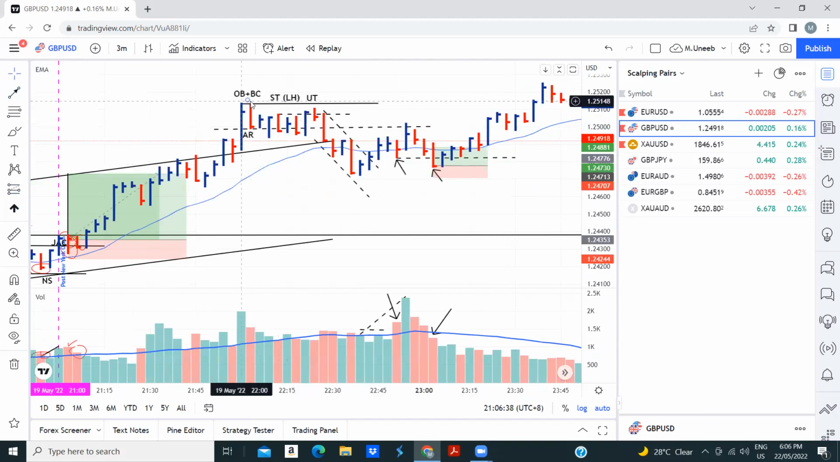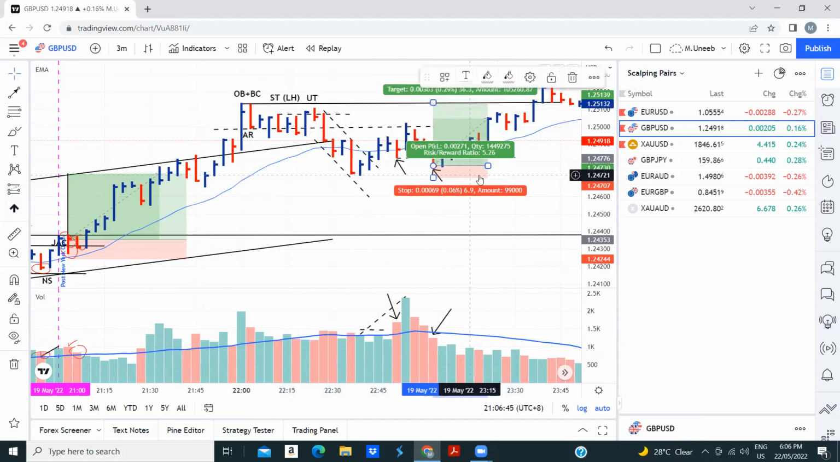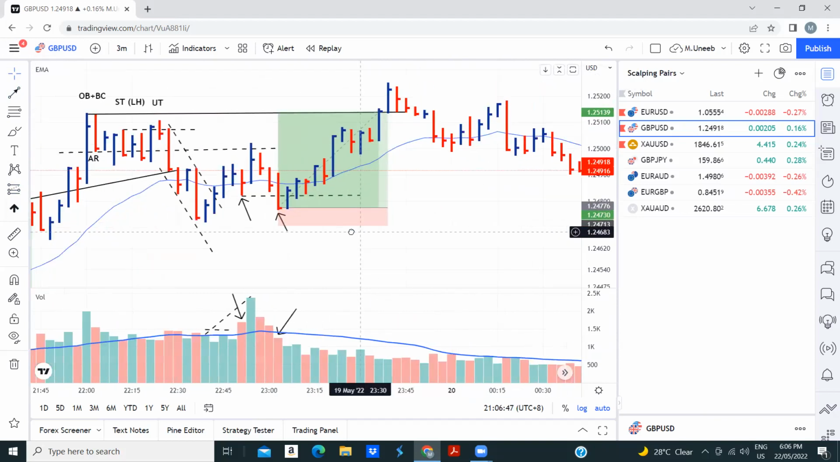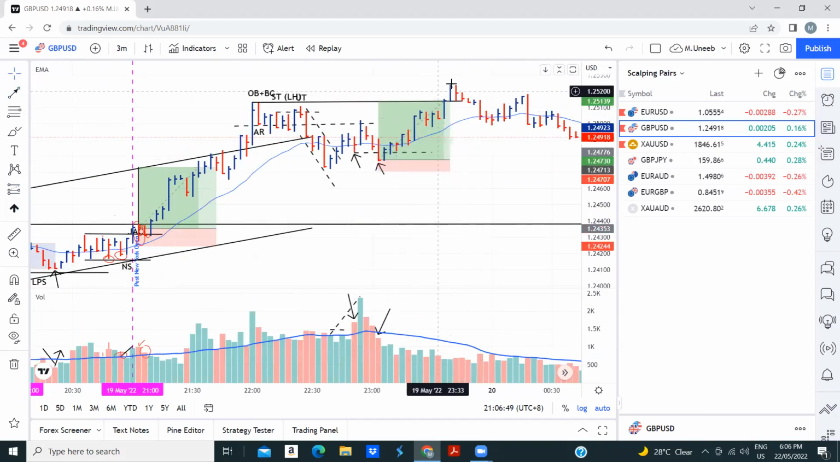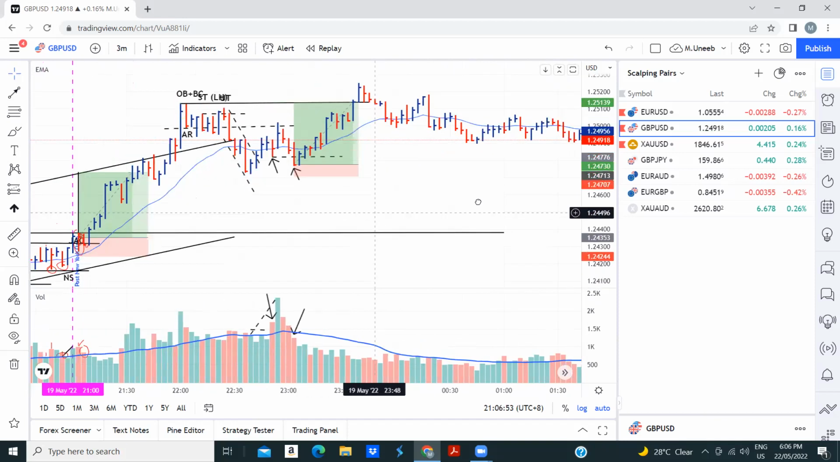We can easily target the last OB, because the price may test the OB and reverse, right? So we can just target that. Got it? And this is exactly what happened. The price tested the OB and reversed. Right? Do you understand? Okay.